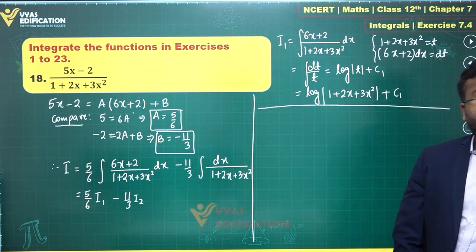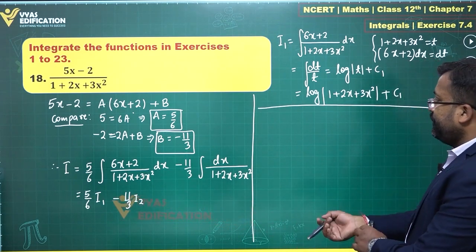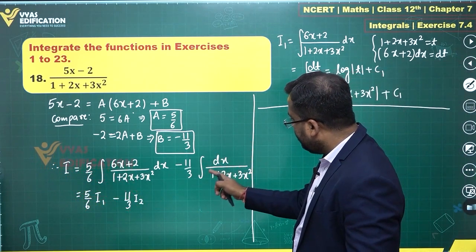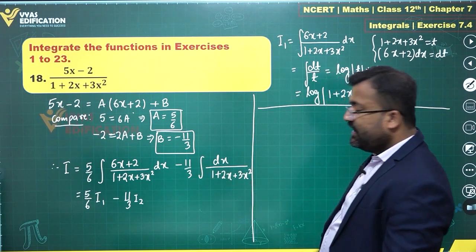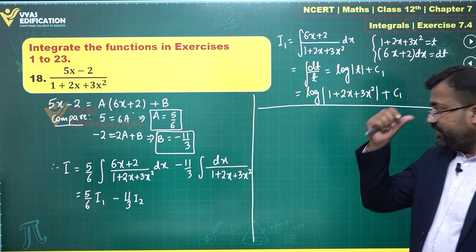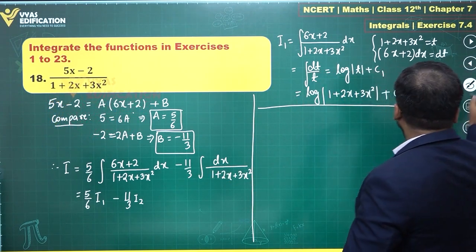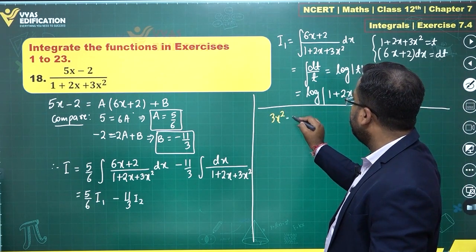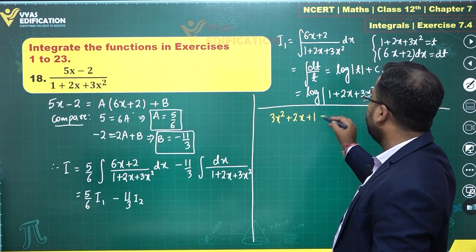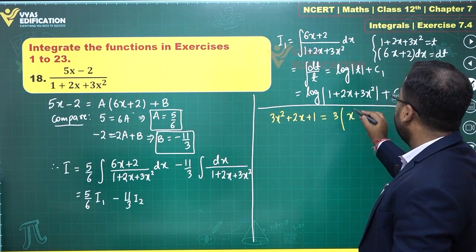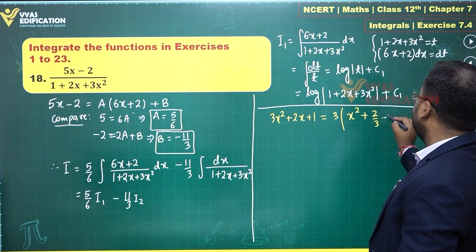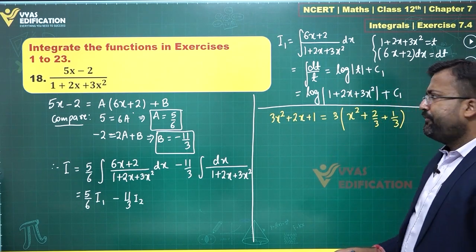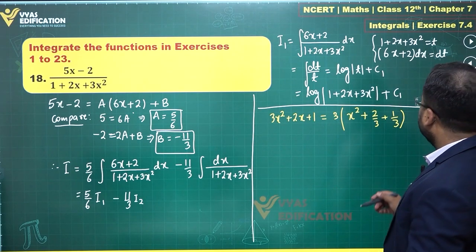Once we have found I1, can we also find I2? Yes, we can. Now for I2, we need this integral, and for finding it we need to convert this into a perfect square first of all. This is 1 upon a quadratic form, so we'll have to convert the quadratic into a perfect square. Let's focus on that particular part first. We have 3x square plus 2x plus 1. We can take out a 3 common. This becomes x square plus 2 by 3 x plus 1 by 3. That looks simple. And what next?